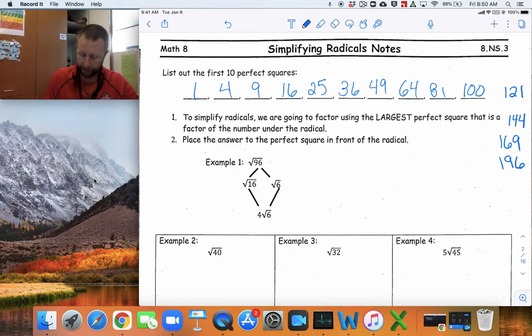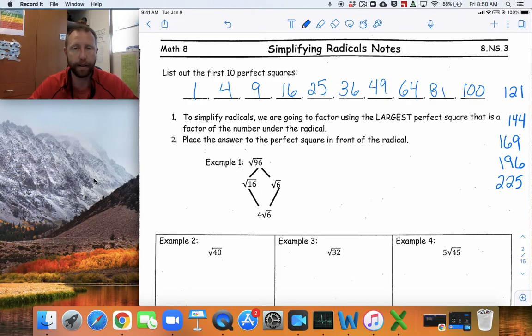And then 15 times 15, you got to figure anything that ends in a 5 is probably going to have a 5 in it, right? So 225 is my answer for 15 times 15. So now I have the first 15 perfect squares. Well, why did we do that? That's what's going to help us simplify these radicals.